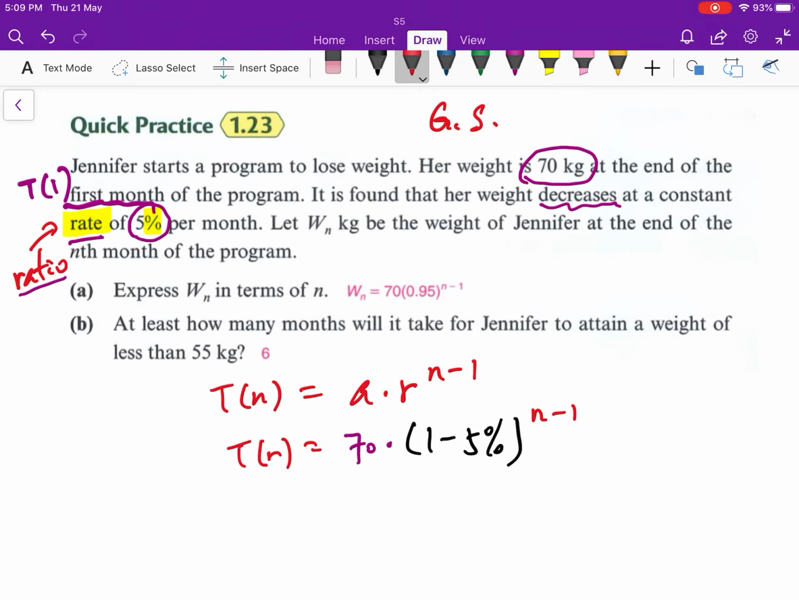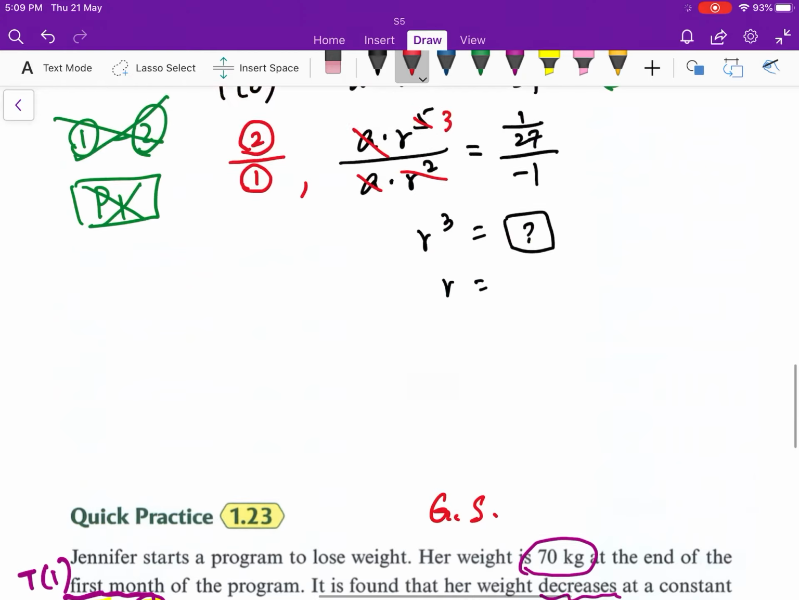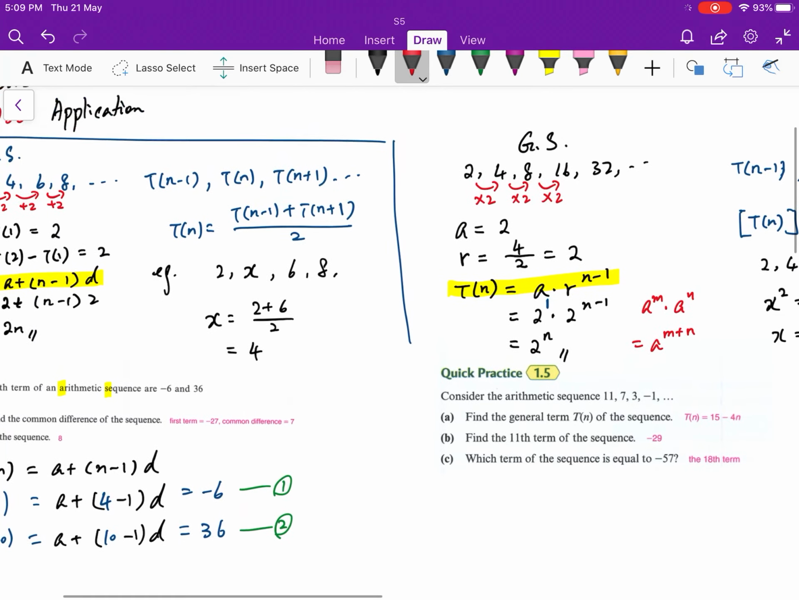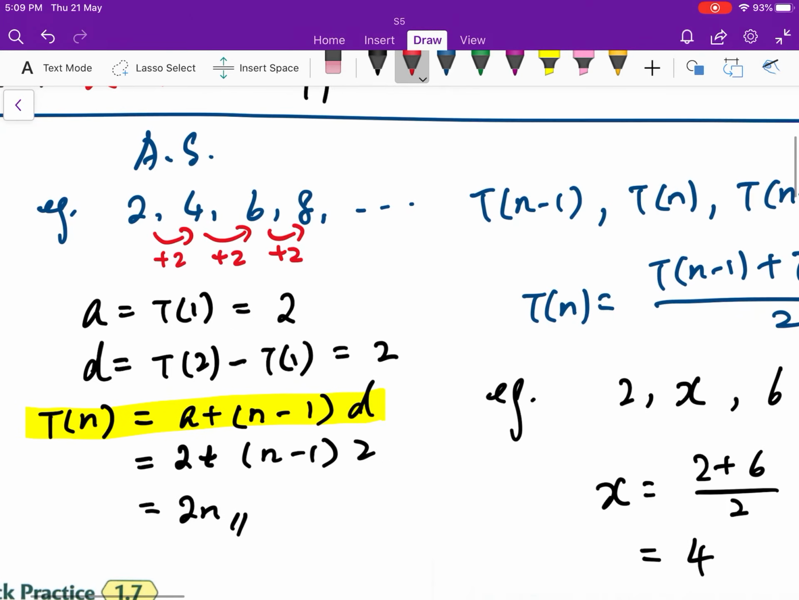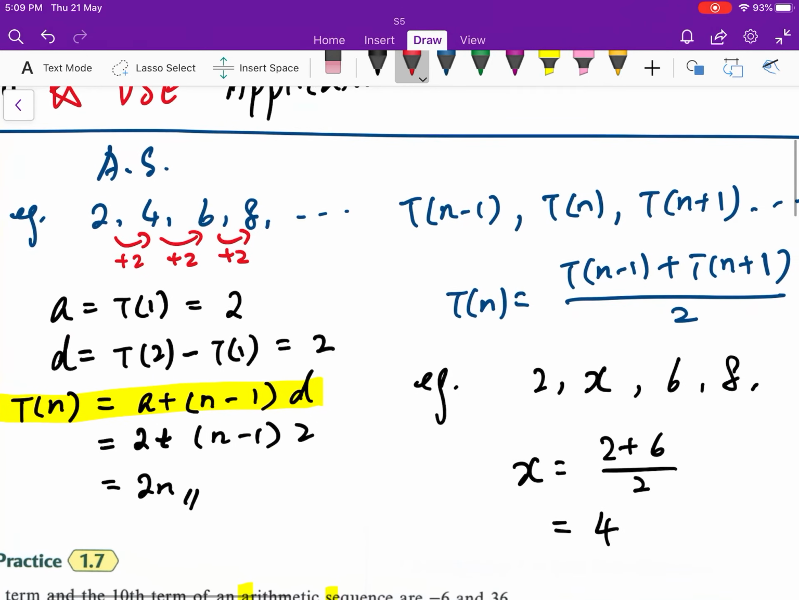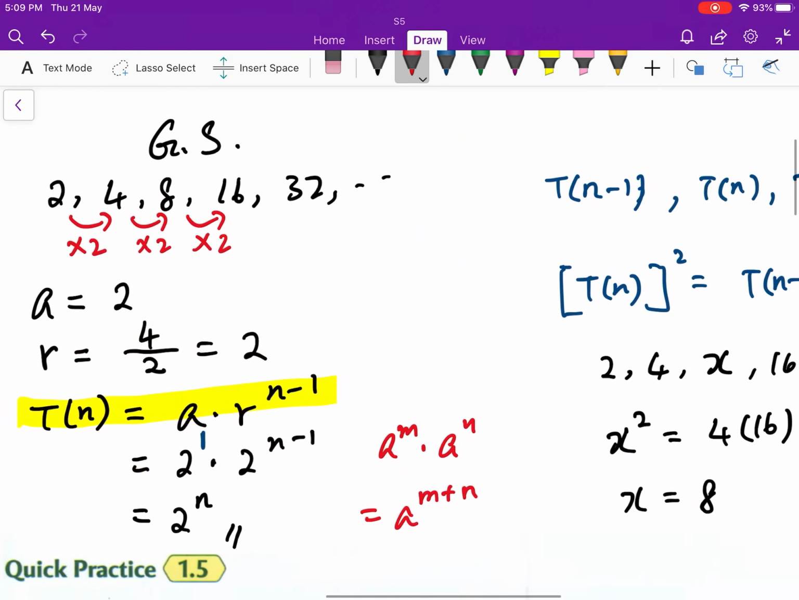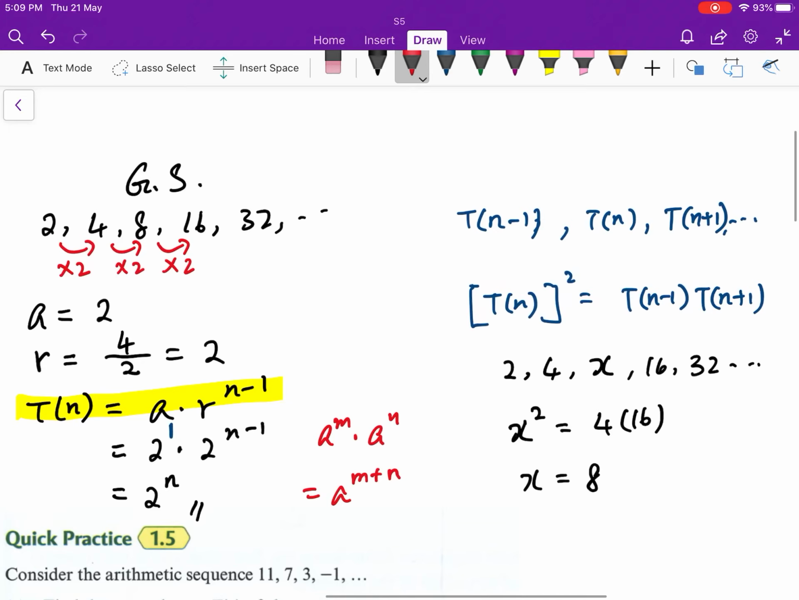If you can identify whether this is GS or AS, you will know how to do it, because you only need one formula. So now let's go back to what we have learned. Do remember AS, general term, and its properties. GS, general term, and its properties. That's the whole of chapter 1. Okay, thank you. Bye.